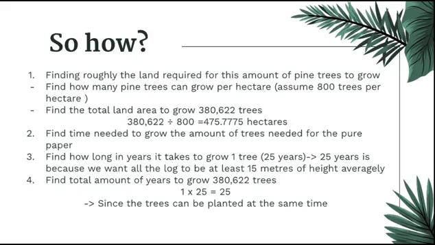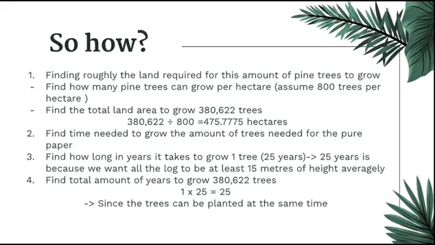Next, we need to find the total land area to grow 380,622 trees. So we take 380,622 divided by 800, which gives you 475.7775 hectares. Next, we need to find the time needed to grow the amount of trees needed for the pulp and paper. To do that, we need to find how long in years it takes to grow one tree, which is 25 years. This is because we want all the logs to be at least 15 meters of height on average.